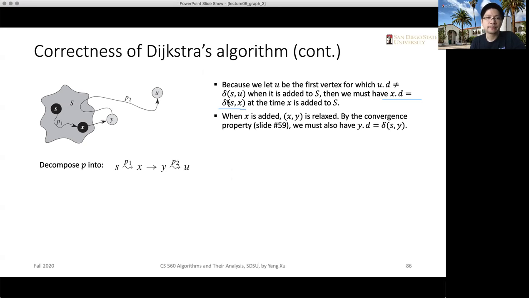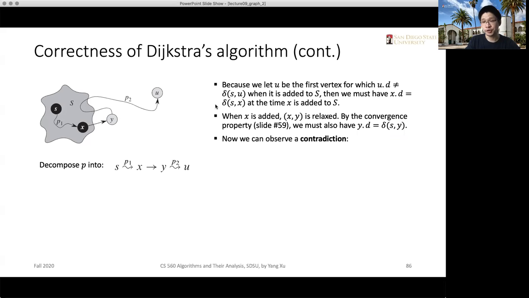So now we need to use the property called the convergence property. If you look back to the previous slide, by the convergence property of the relaxation operation, when x is added and xy is relaxed, then the d value of y will also be the delta from s to y, because the d of x is already the delta from s to x. That's called convergence. That means we already found the shortest path from s to x, and if we relax the edge from x to y, that ensures we also find the shortest path from s to y. That is quite obvious, I think.